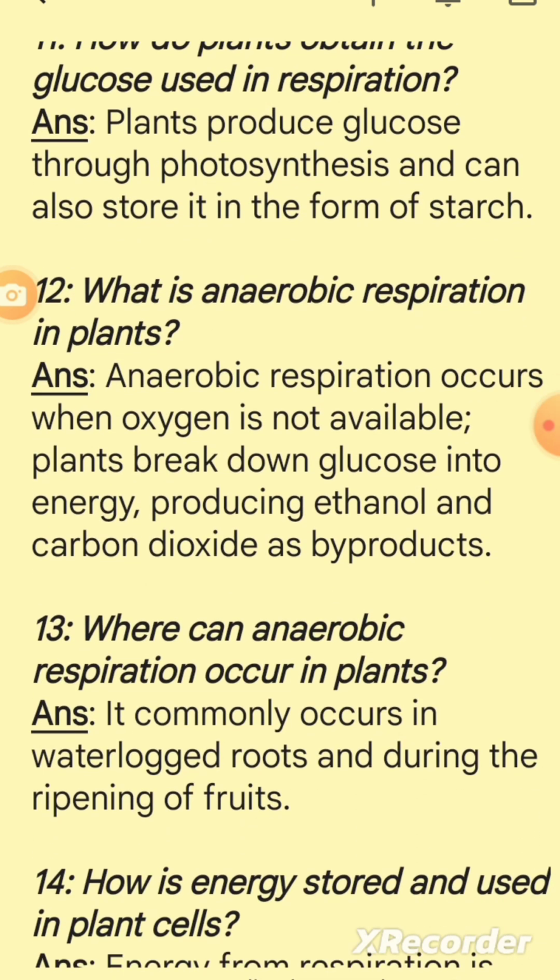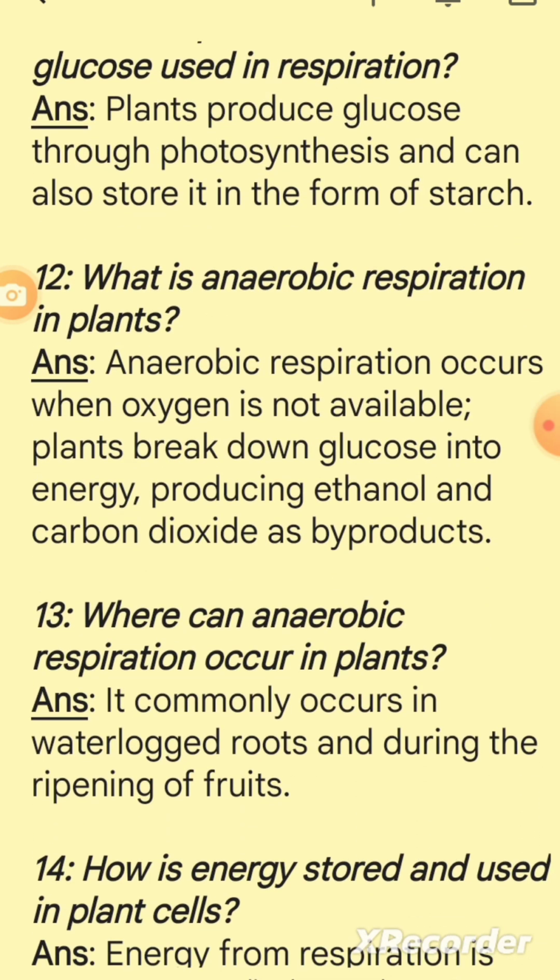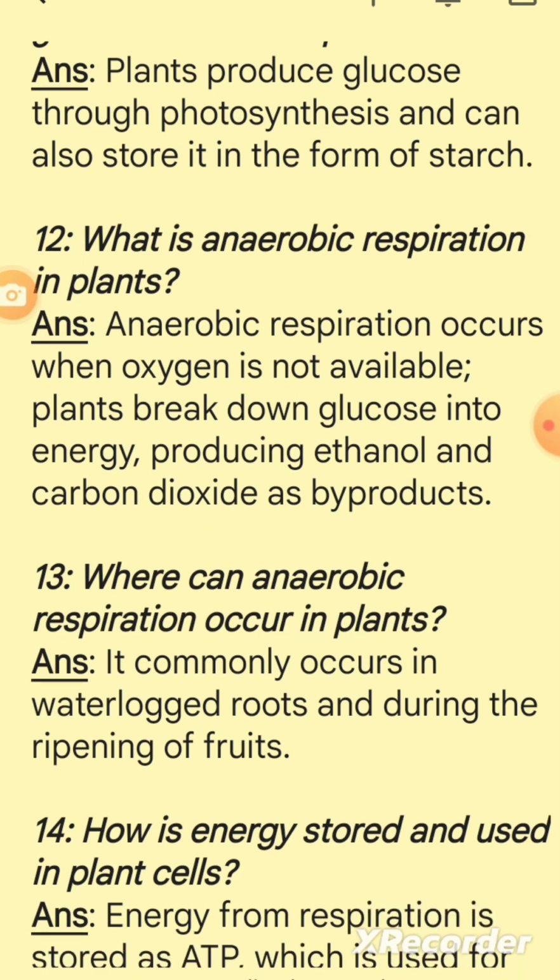Question 12. What is anaerobic respiration in plants? Answer. Anaerobic respiration occurs when oxygen is not available. Plants break down glucose into energy, producing ethanol and carbon dioxide as byproducts.